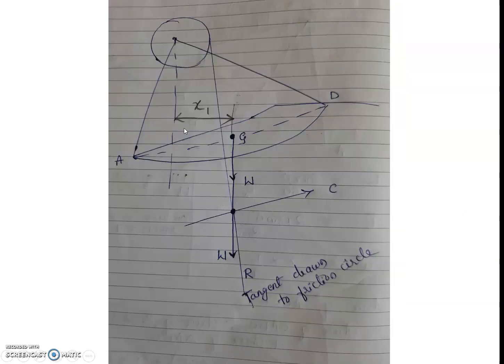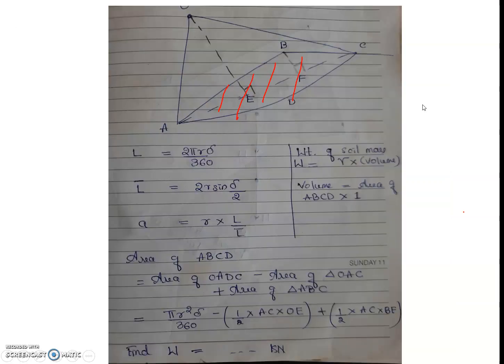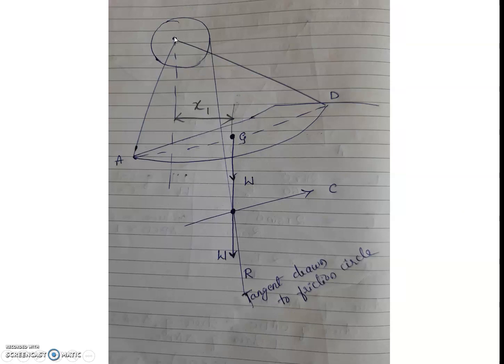After that, we will have to mark the point at which the weight of the soil mass will act. In the problem, it is mentioned that the CG will act at x1 from the center of the failure circle. So here the center of the failure circle is O. From the center of the failure circle, weight is acting at a distance x1. So if suppose x1 is equal to 2 meter, then on the graph it will be 2 centimeter. So at x1 equal to 2 centimeter from O, we will mark point G through which weight W will act.